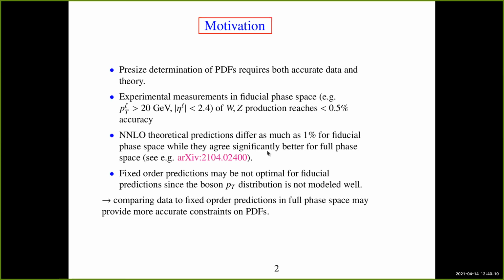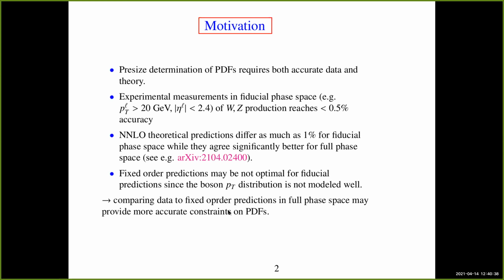Okay, and the problem is probably coming from the fact that fixed order predictions are perhaps not optimal if you have fiducial cuts, since fiducial cuts shape the PT distribution, and fixed order predictions are good only if you integrate over PT. So it would be very beneficial, instead of comparing in the fiducial phase space, to perform the comparison in the full phase space. In this case, there will be a better match between data and theory.